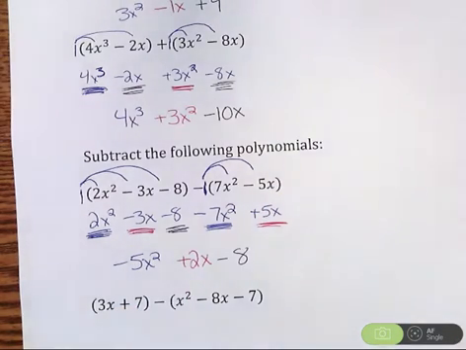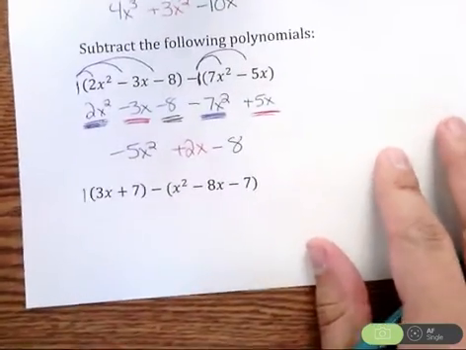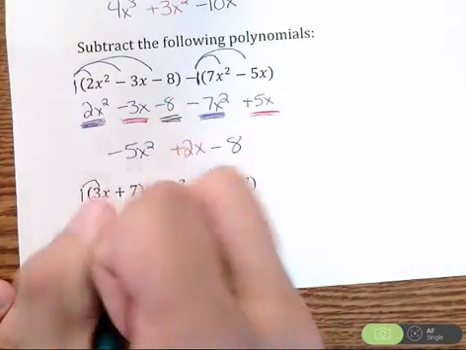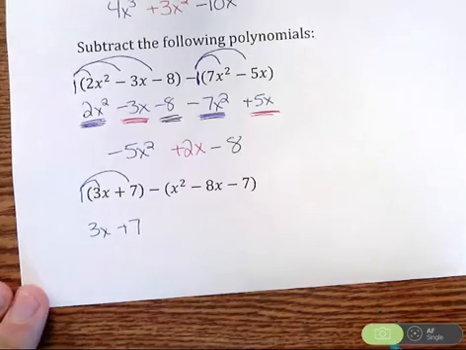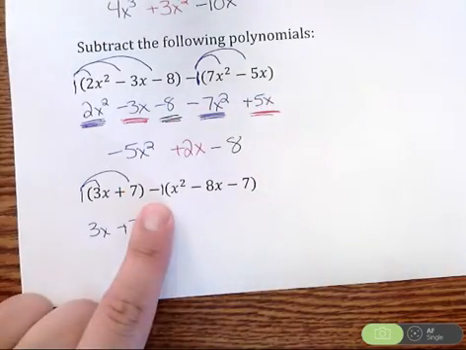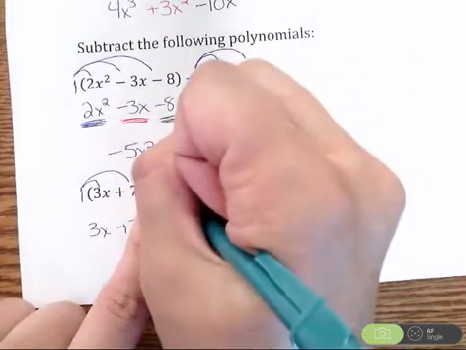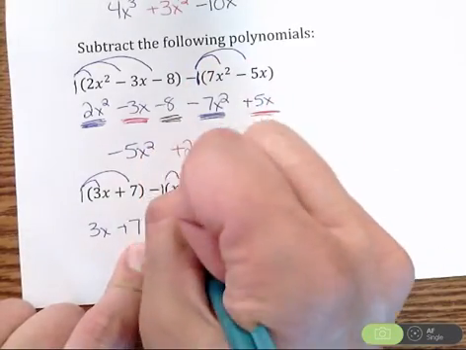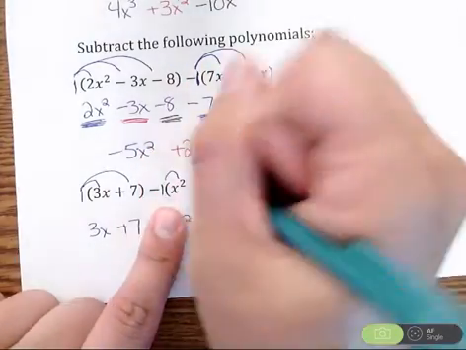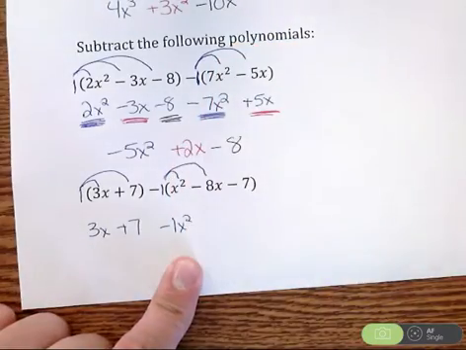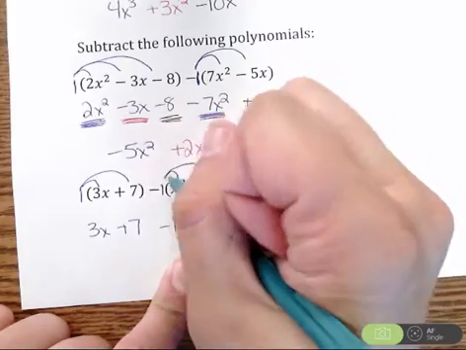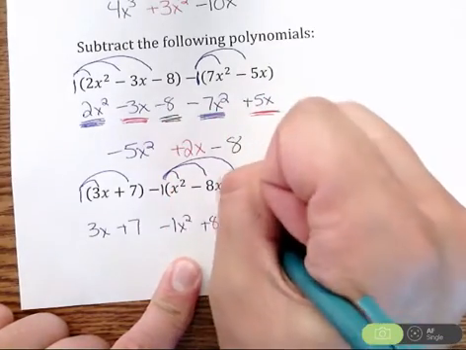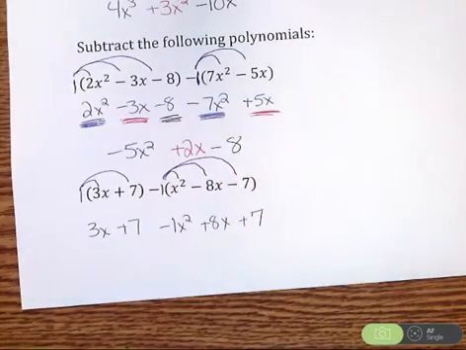One more quick example of that. We have a 1 out front in this last one. So when you distribute it, 1 times 3x is 3x. 1 times 7 is 7. Over here, we have a negative 1. This is going to change a lot of things over here. A negative times a positive x squared is negative 1x squared. Negative 1 times negative 8x is positive 8x. Negative 1 times negative 7 is positive 7.